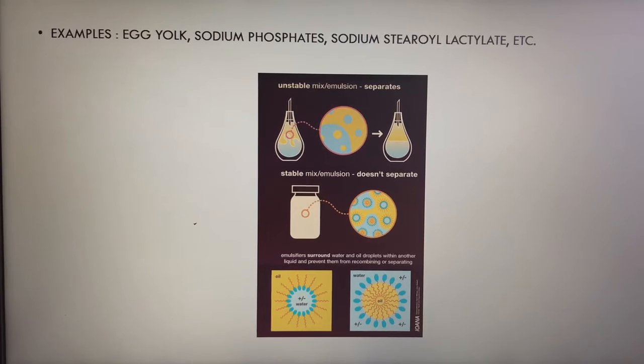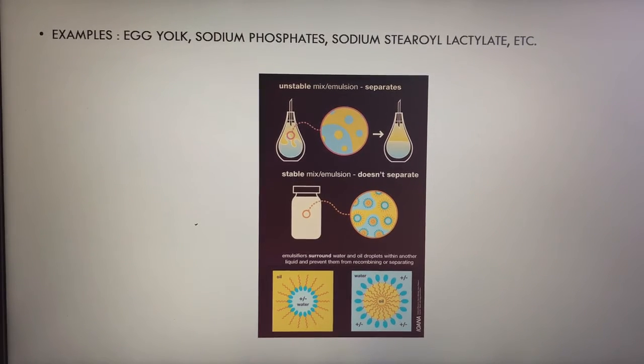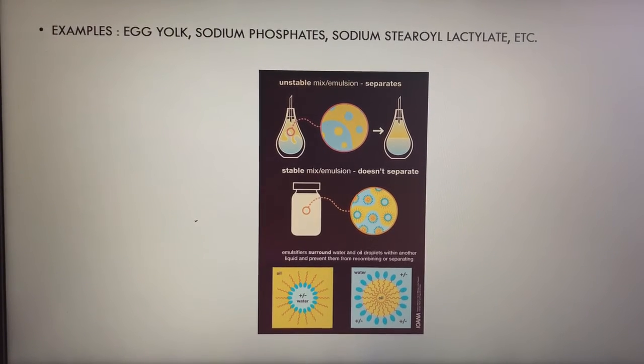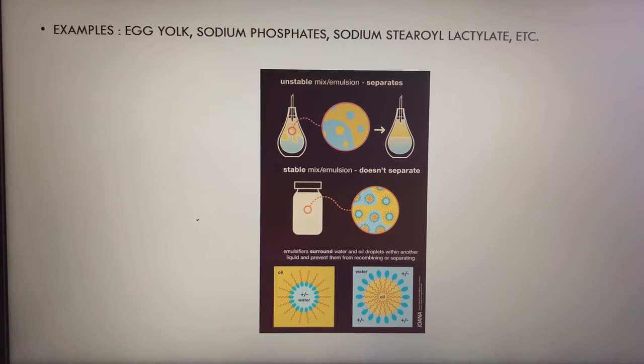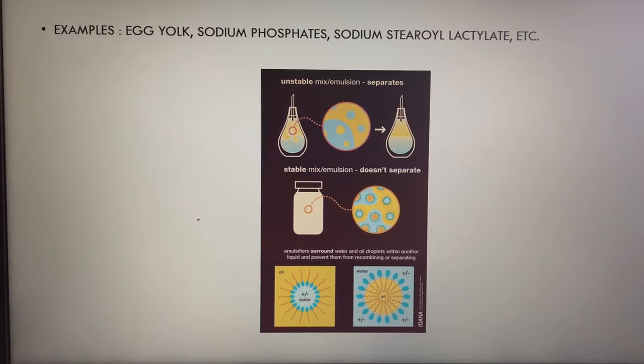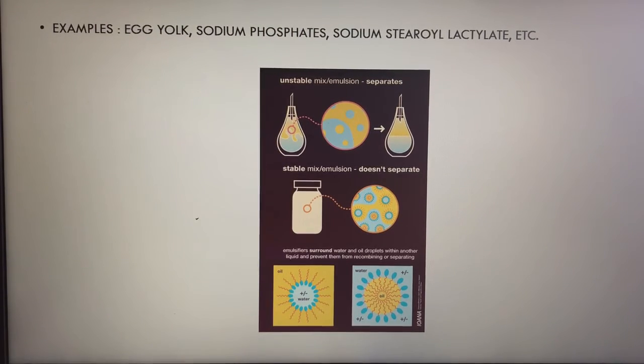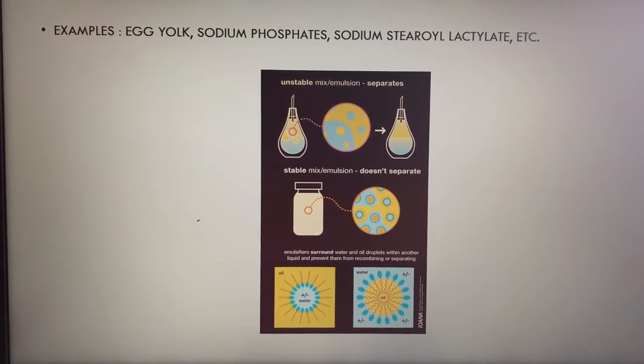This is the mechanism of how the emulsifier works. The emulsifier will surround water and oil droplets within another liquid and prevent them from recombining or separating. The first one is water in oil, and the second one is oil in water.